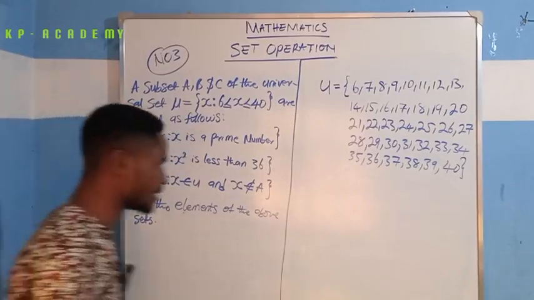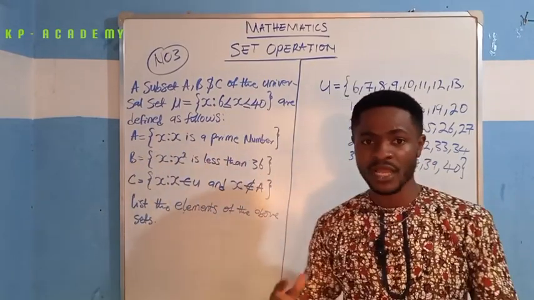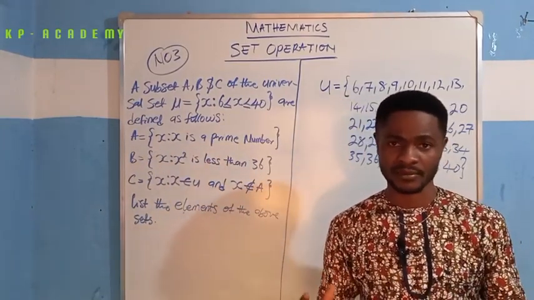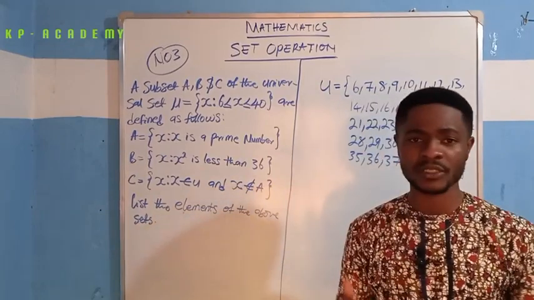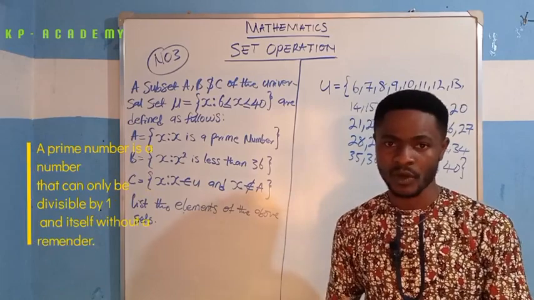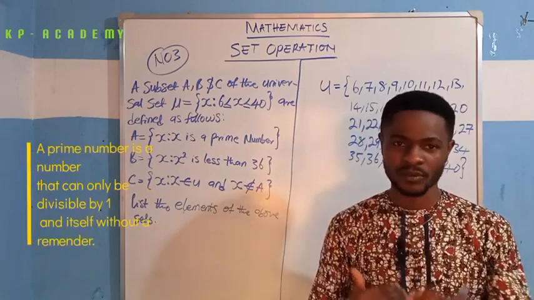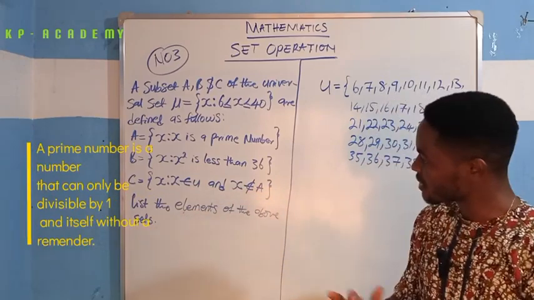Now what about set A? Set A says that it is the set of x such that x is a prime number. Now we need to understand what prime numbers are, all right? Prime numbers are nothing but numbers that can only be divided by 1 and themselves. So any number that can be divided by itself and 1 only, that number is a prime number.